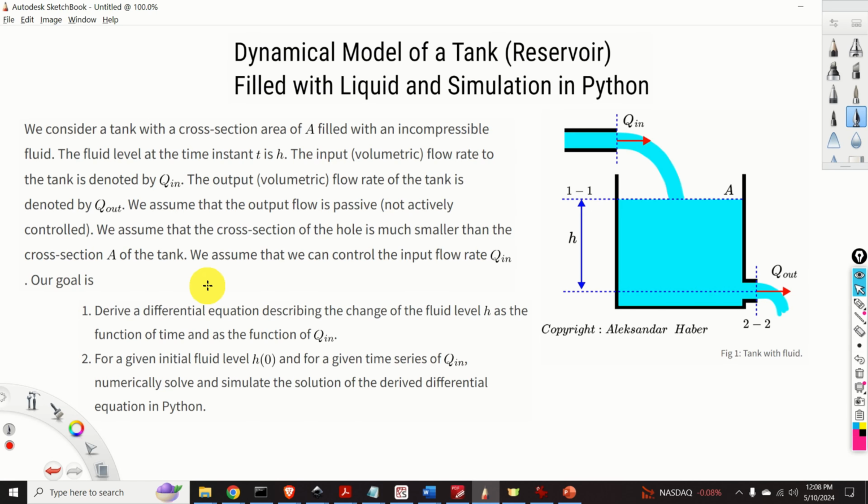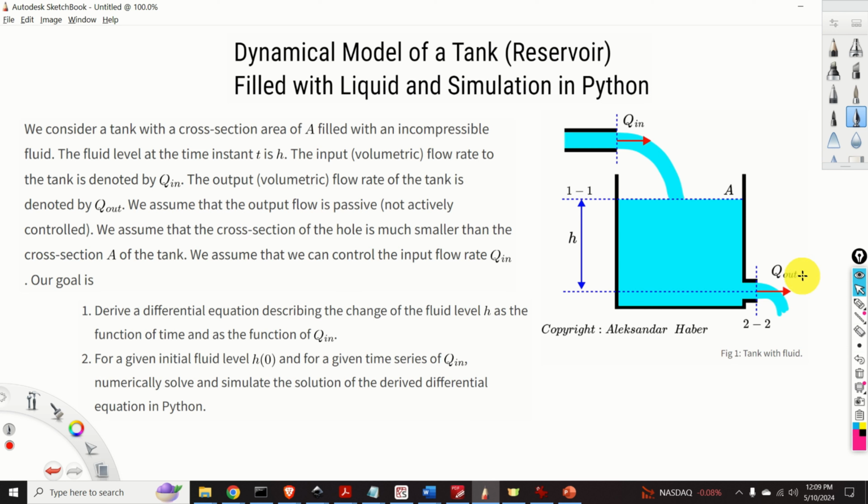Okay, let's start with the problem formulation. We consider a tank with a cross-section area of A filled with an incompressible fluid. The fluid level at the time instant t is h. The input volumetric flow rate to the tank is denoted by Q_in, where IN stands for the input. The output volumetric flow rate of the tank is denoted by Q_out.